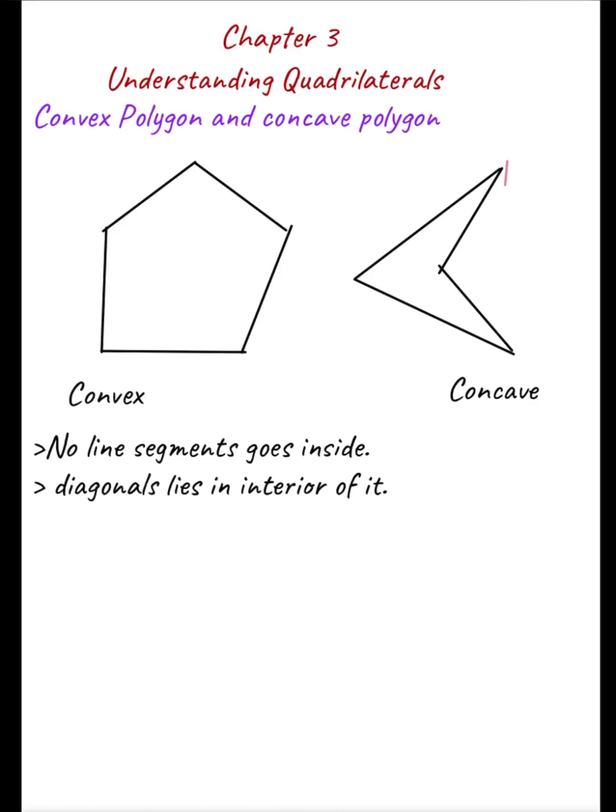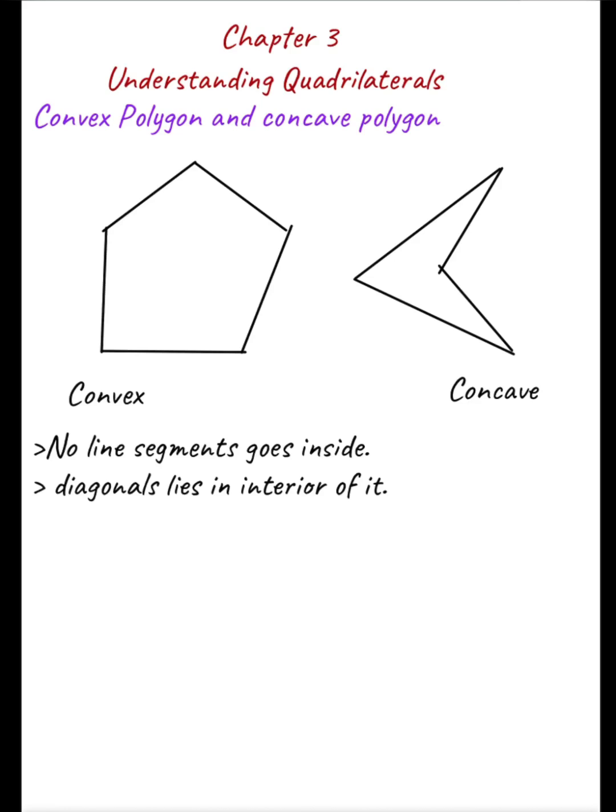For example, you can see this diagonal which lies exterior. Okay, and so these two are the main differences. So you understood what you mean by a convex polygon and a concave polygon. And you need at least 4 sides to draw a concave polygon.